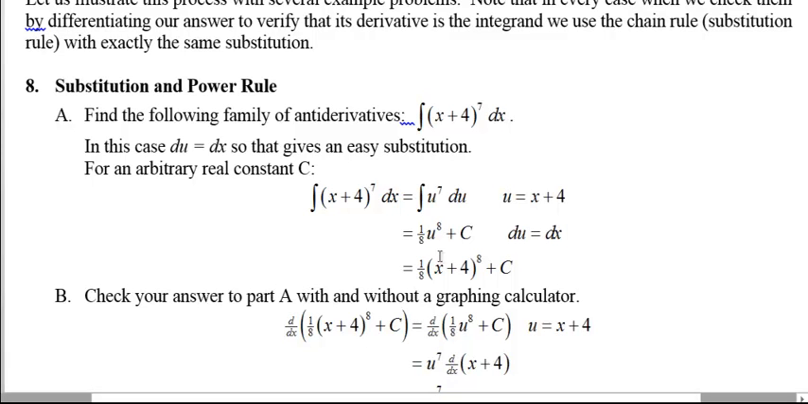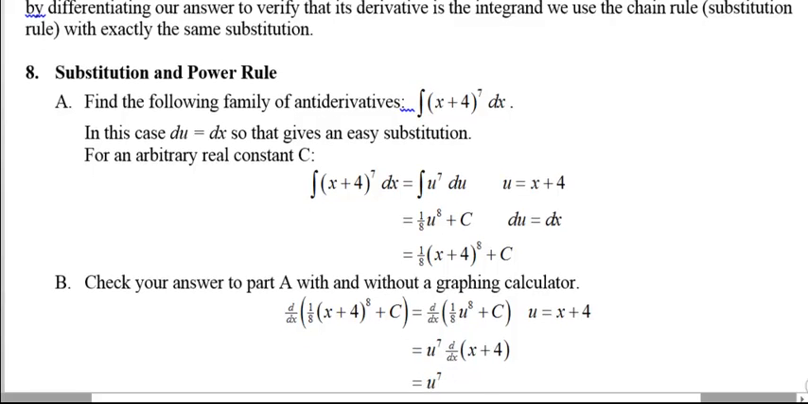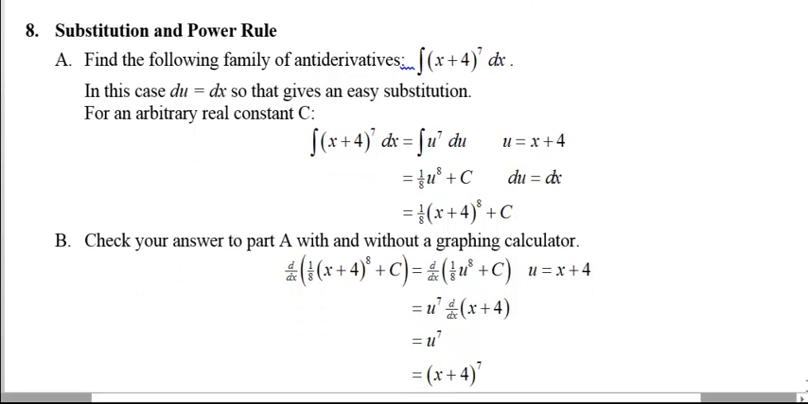Well, u is x plus 4, so everywhere there is a u, we put parentheses with x plus 4 in it, and we have our final answer. Now, anytime you do integration by substitution and you check it by doing a derivative, you're going to be using the chain rule, i.e. the substitution rule for derivatives, and you're going to be using exactly the same substitution. In this case, u equals x plus 4. So check it out here.